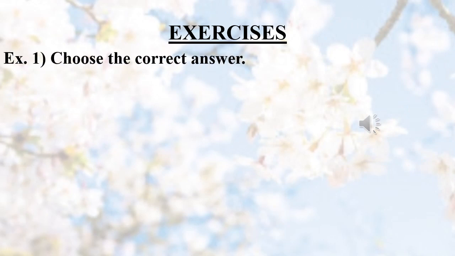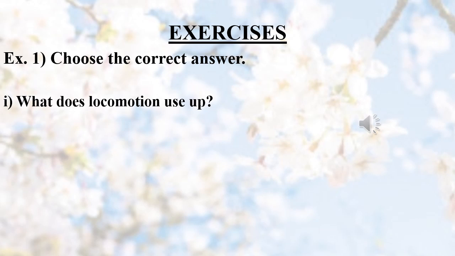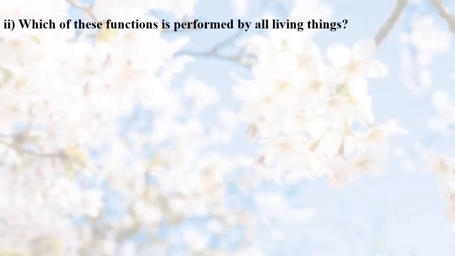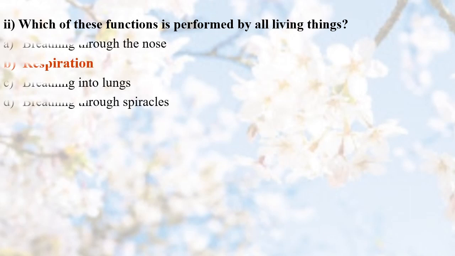So now we will start the exercises of your book, and the first exercise is choose the correct answer. Number 1 is, what does locomotion use up? The four options are A. Energy, B. Air, C. Petrol, D. Coal. And the right answer is A, energy. Number 2 is, which of these functions is performed by all living things? Four options are A. Breathing through the nose, B. Respiration, C. Breathing into lungs, and D. Breathing through spiracles. And the right answer is B.